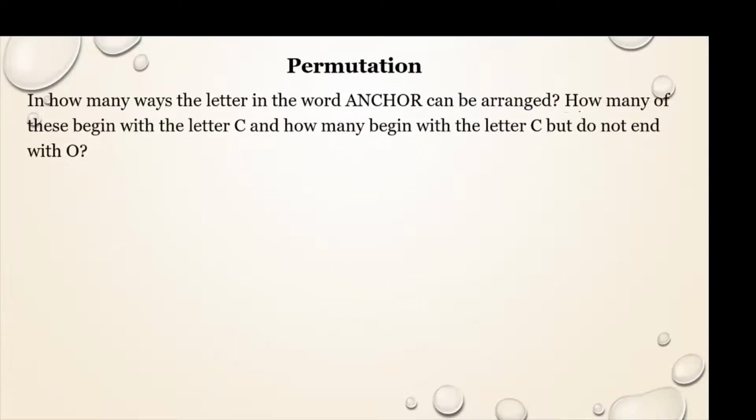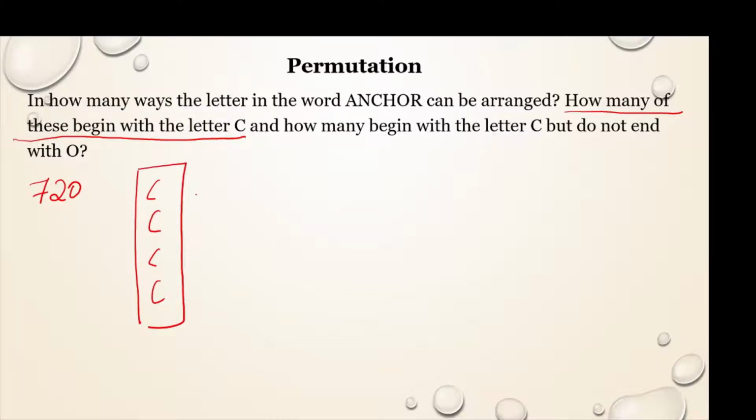Now let us see the next condition in the same problem. The next condition is how many of these begin with the letter C. That means there are 720 different ways in which we can arrange the word ANCHOR. In how many of these words does the first letter be C? That means the first letter should be C. C is fixed. Now there are 5 letters which we can rearrange.